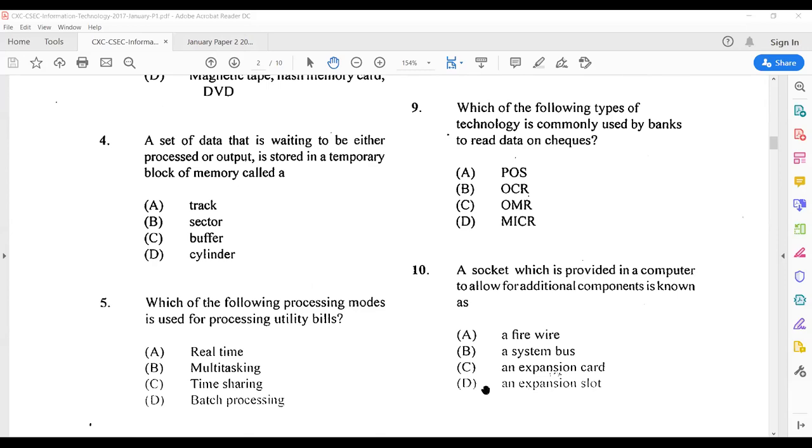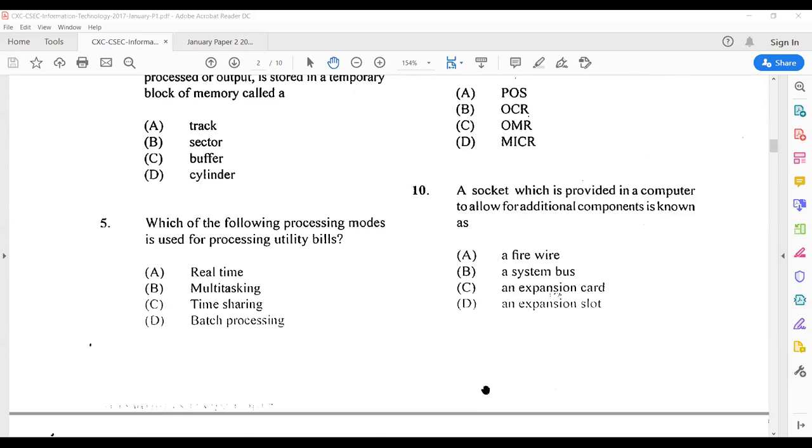Okay, let's move to number 10, right? A socket which is provided in a computer to allow for additional components is known as what? Firewire, system bus, expansion card, or expansion slot? B. You have B as one of the answers. Anybody else want to answer?